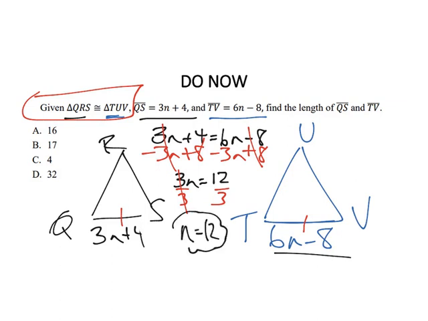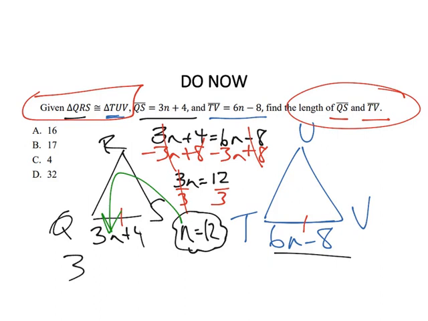Now, this only helps us to solve for what we're being asked to. So we're going to take this n here. And it doesn't matter, because remember QS and TV, which we're asked to find the length of, are the same distance, so we really don't have to find both of them. So I'll just plug it into this n value right here. So I'm going to say 3 times 12 plus 4.